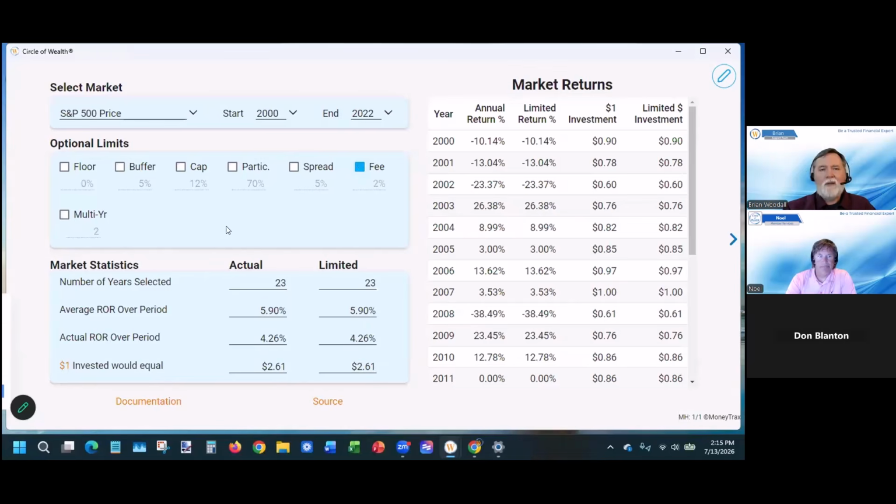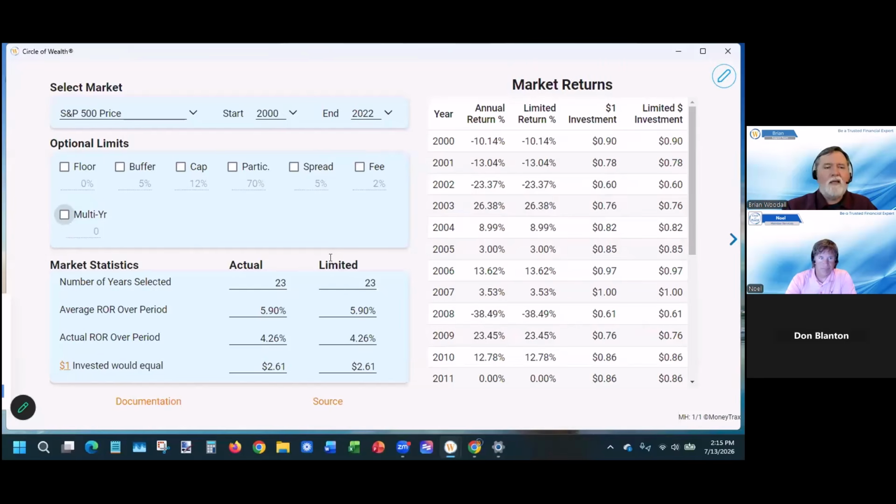All right. Okay. And then the last optional setting that I have is the multi-year. So now this one I can set so it's going to do a 2-year look back or a 3-year look back. This is okay if you want to kind of illustrate the idea of an annuity or something that has a multi-year look back. I typically don't use that very much, but it's there.